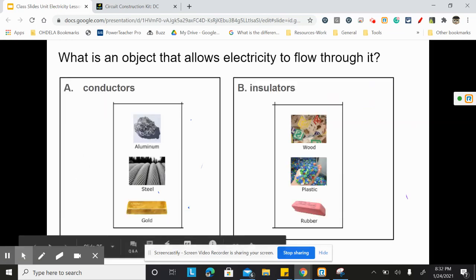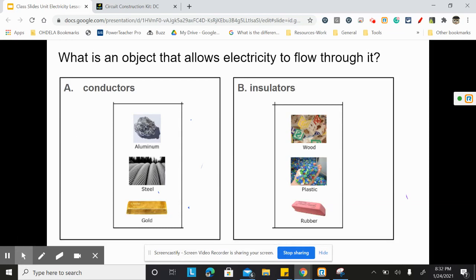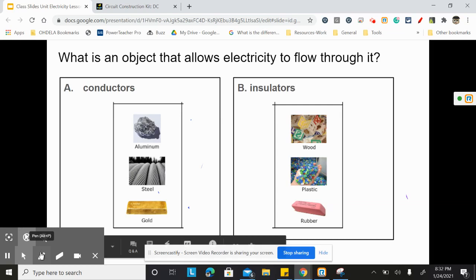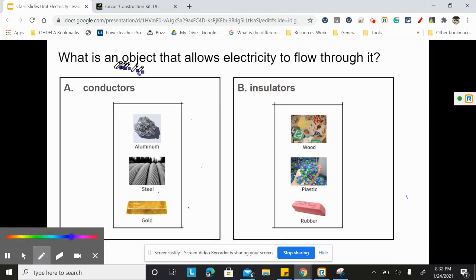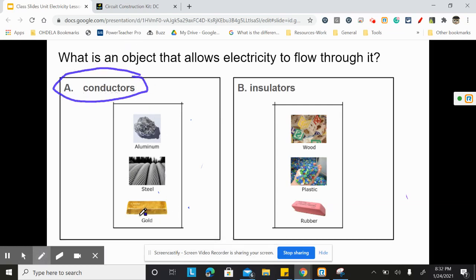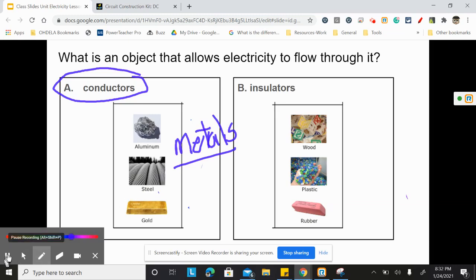What is an object that allows electricity to flow through it? A, a conductor, or B, an insulator? Pause the video if you need to think about this. Once you have your decision, start the video again. An object that allows electricity to flow through it is a conductor. And conductors usually have some, or are mostly, or are all metals. Metals make great conductors of electricity. Metal elements, metal objects make very good conductors of electricity.